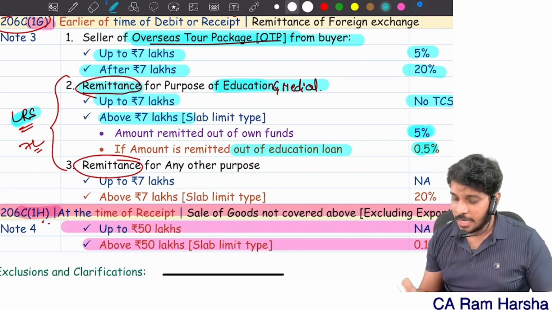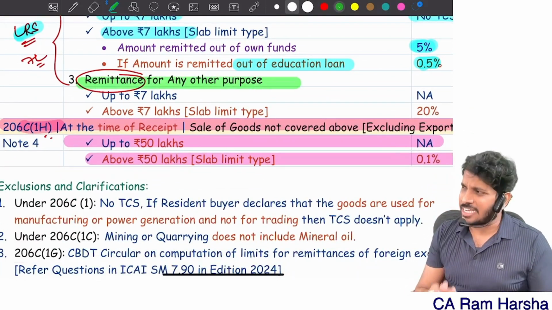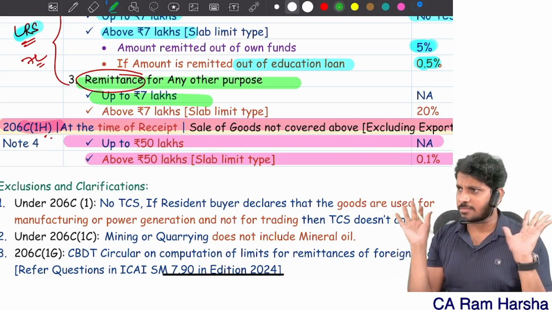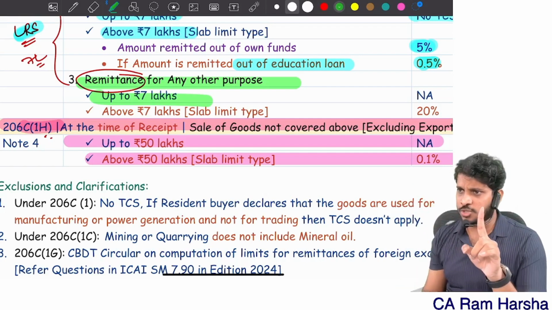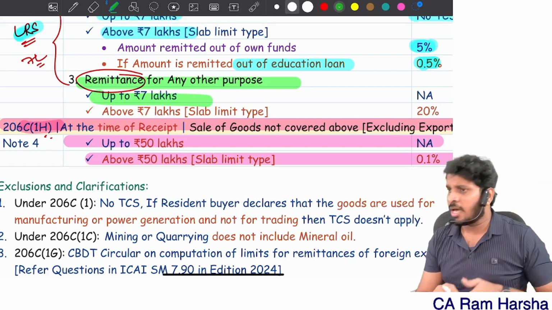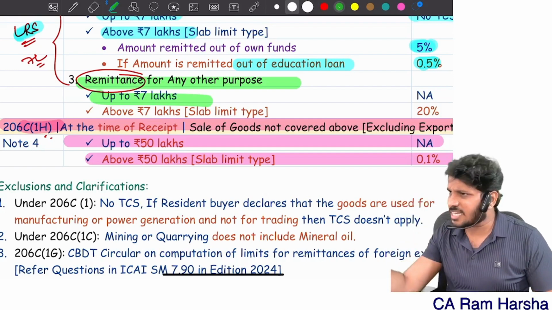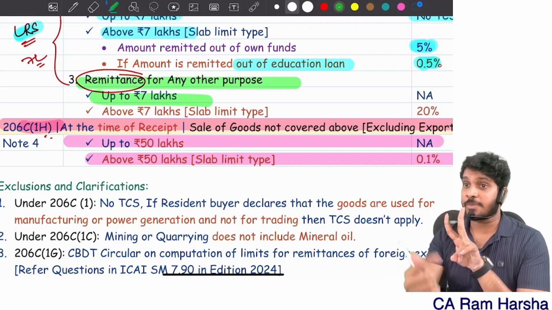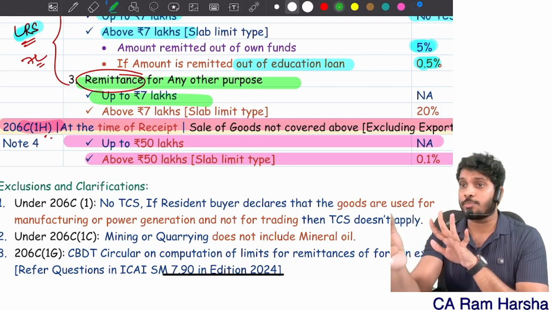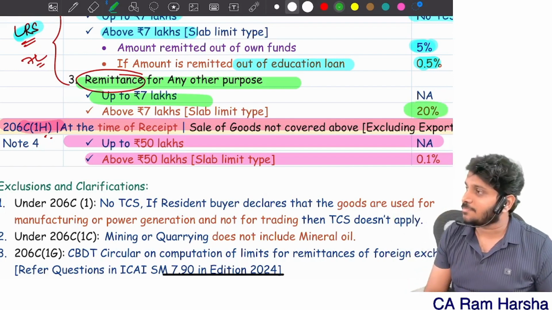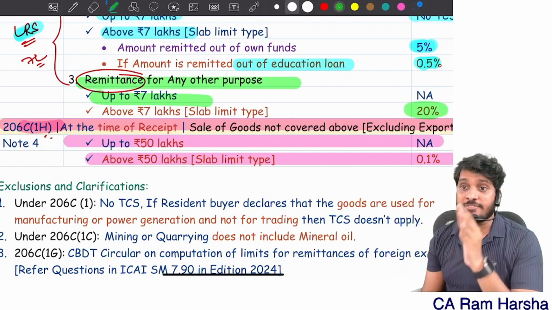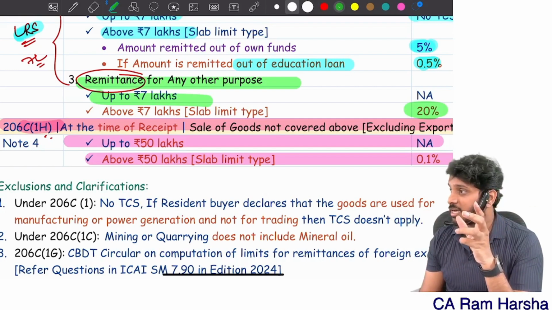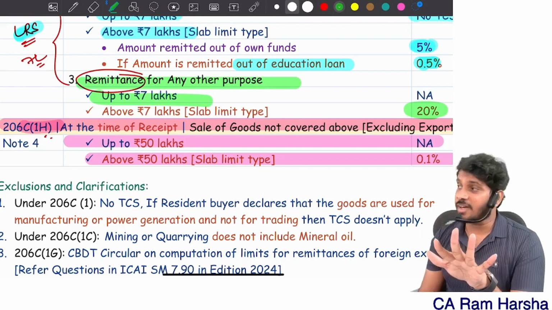Yes or no? Sir, I am remitting for some other purpose. Any purpose you remit, the first 7 lakhs in a year is exempted. In the year 24-25 you are remitting. First I will ask you for what purpose? Overseas tour package, straight away 5%, 20% as usual. Remaining amount, the first 7 lakhs I will not ask any question, exempt. Beyond 7 lakhs you are remitting for what purpose? Education and medical, sir, then 5%. Education out of loan, 0.5. Some other purpose, 20%. Suppose you are gifting to your cousin abroad. You are remitting some cash amount abroad, foreign currency remittance. Yes or no? 7 lakhs crossed in a full year, straight away 20%.